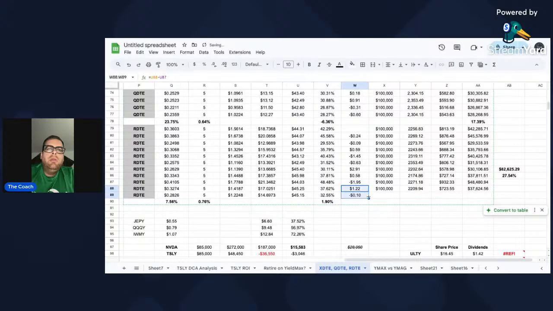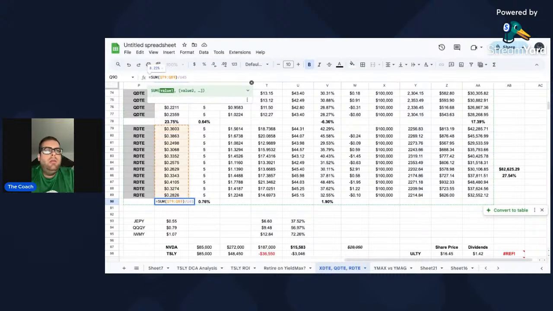Let's go over here, do this one. So that's minus 0.10. Off of 100,000, it would get us this many shares. And then let's see. So it would be 626 weekly. Annually, it's 32,552.